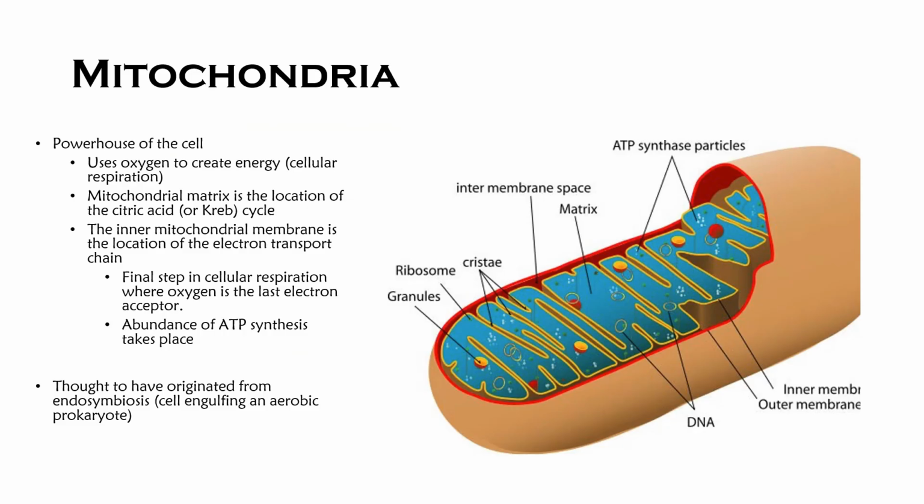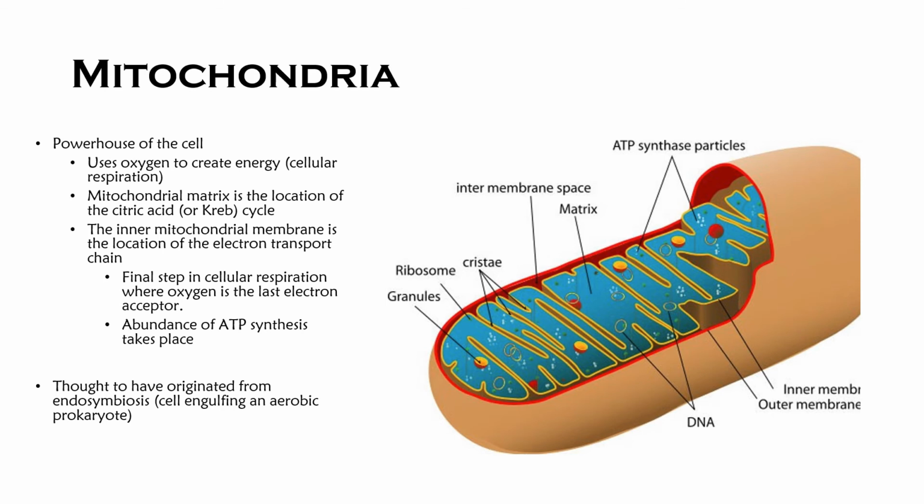The mitochondria is the powerhouse of the cell. This is where oxygen is used to create energy in a process known as cellular respiration. The mitochondrial matrix is the location of the citric acid or Krebs cycle, and the inner mitochondrial membrane is the location of the electron transport chain. And the final step in cellular respiration along that electron transport chain is oxygen as the last electron acceptor. And this creates an abundance of ATP, and ATP is energy for cells.